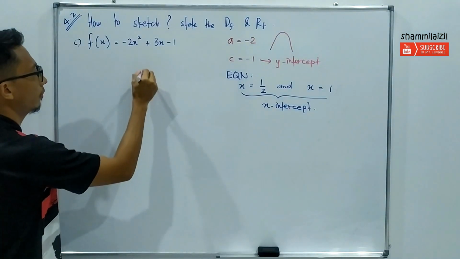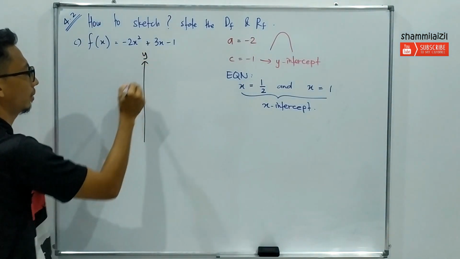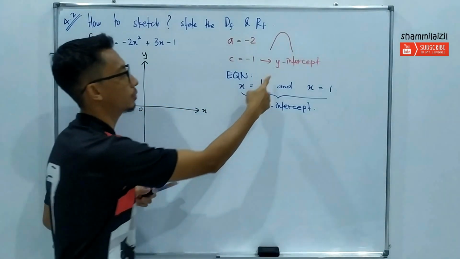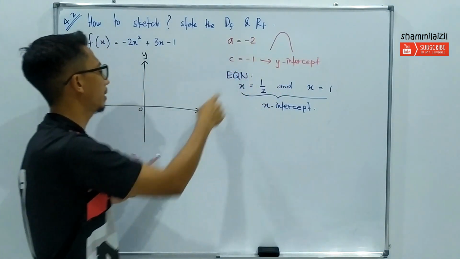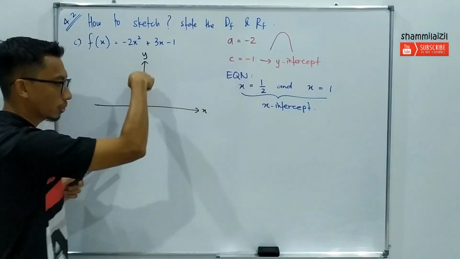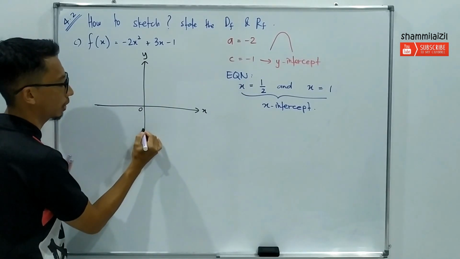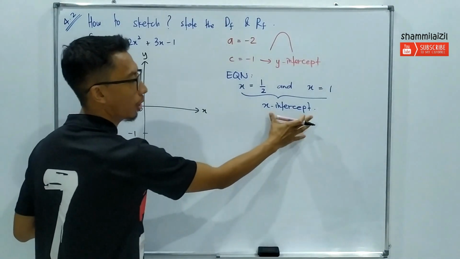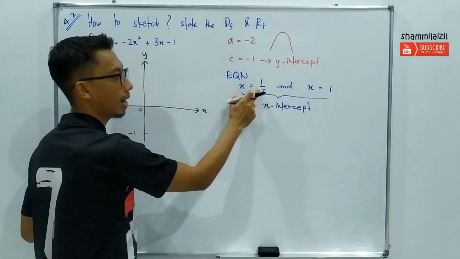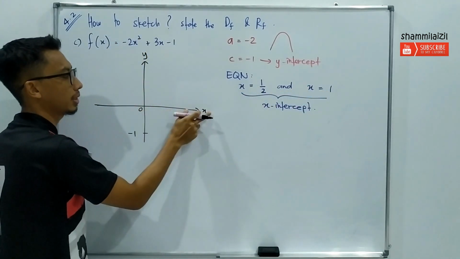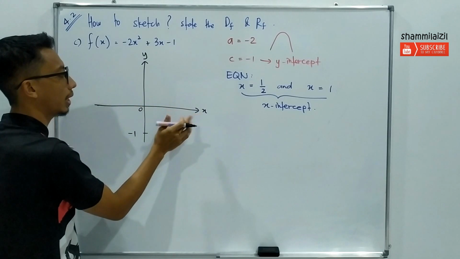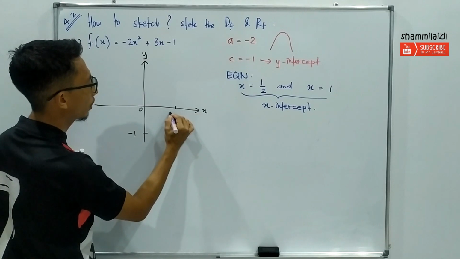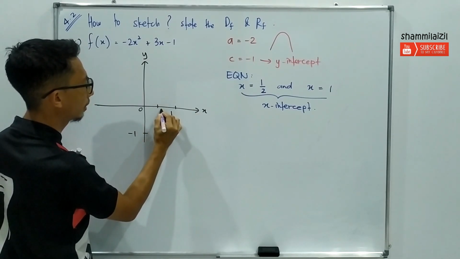Okay, let's sketch our graph. Don't forget to label your axes, y-axis, x-axis, and origin. So let's plot the y-intercept. Y-intercept minus 1, so on the y-axis minus goes downward 1 unit. Let's say 1 unit somewhere here. Okay, and then looking at your x-intercepts, x equals half and x equals 1, on the x-axis, positive goes to the right, half unit and 1 unit. 1 unit is somewhere here, and then half unit is somewhere here.